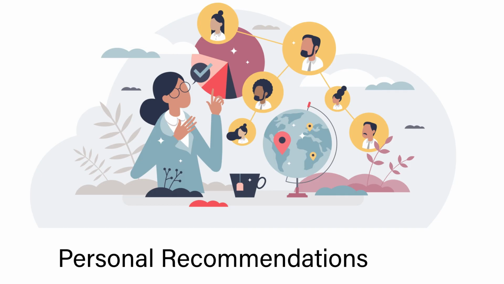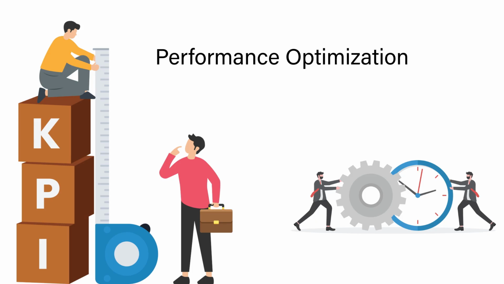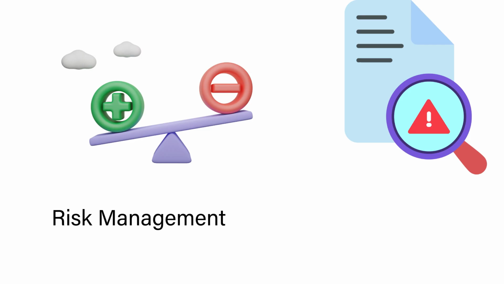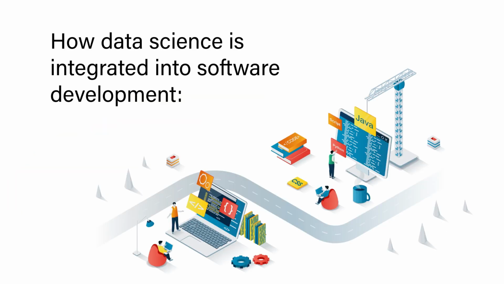Targeted marketing campaigns is another kind of software, which identifies ideal customer segments through data analysis to optimize marketing strategies and improve campaign effectiveness. Performance optimization is another, which monitors system performance metrics to identify bottlenecks and optimize resource allocation for better efficiency. Another is risk management and natural language processing, NLP.